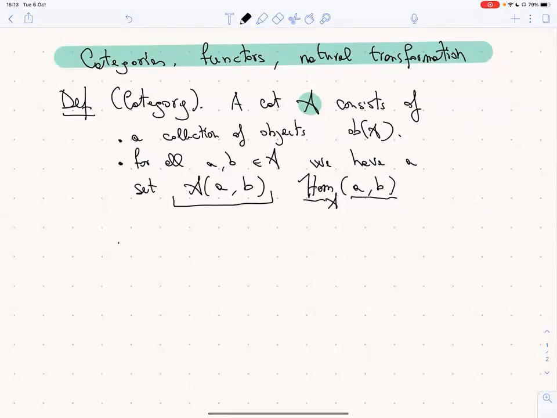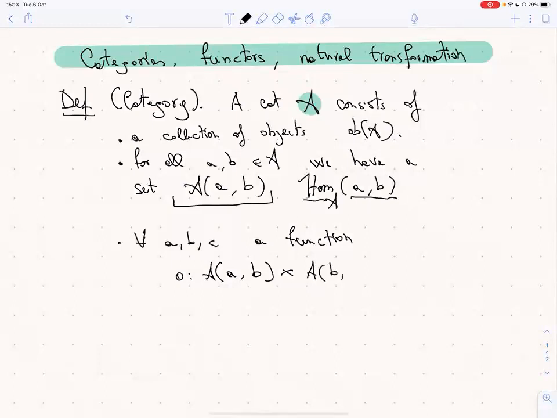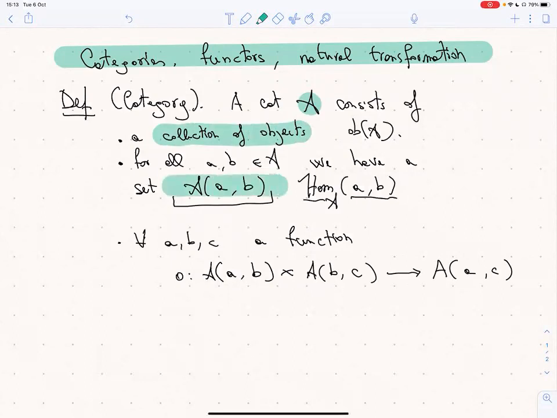And then what we have is, for all A, B, and C, a function that we indicate with this little circle, which goes from A(B, C) times A(A, B) into A(A, C). Okay, let me highlight a couple of things. So we have a collection of objects, then we have these sets, and then we have this function.